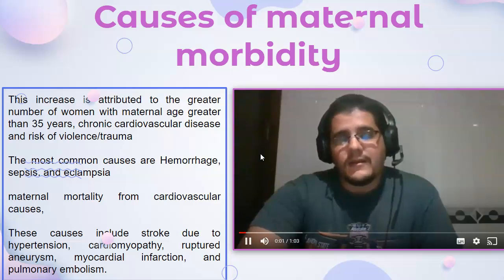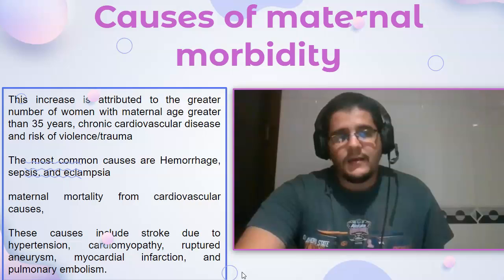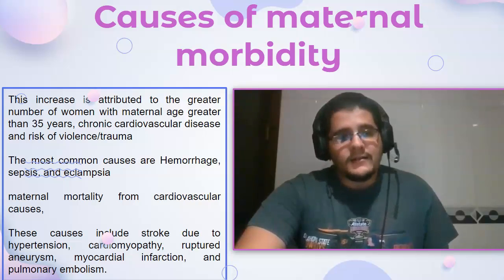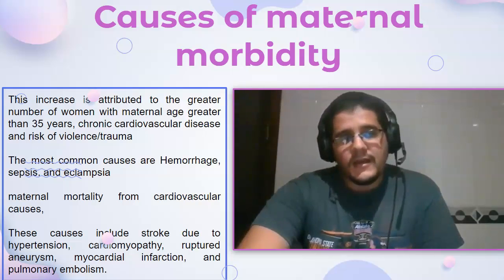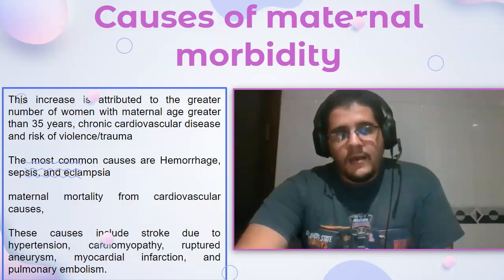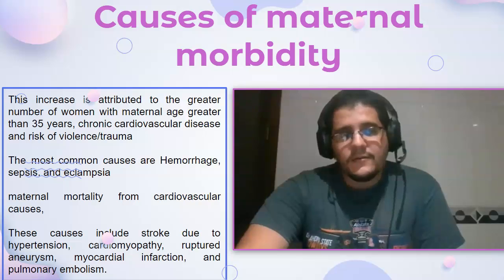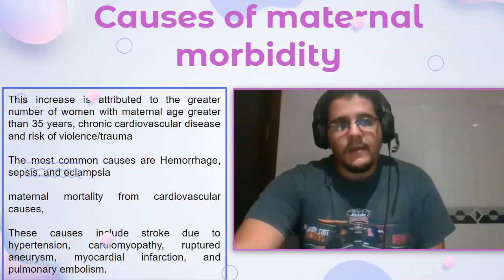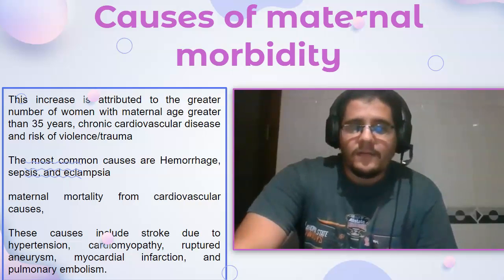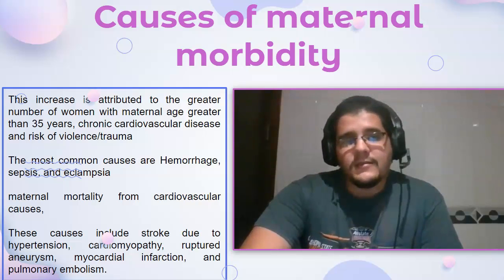The causes of maternal mortality. The most common causes are hemorrhage, sepsis, and eclampsia. These are the most common causes of preventable maternal mortality in both resource-rich and resource-poor countries. Postpartum hemorrhage remains the leading cause of maternal death worldwide, with approximately 140,000 deaths per year. In more developed countries, maternal mortality from cardiovascular causes is on the rise.